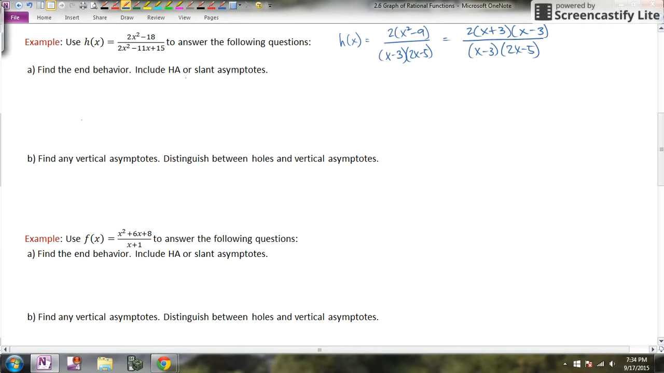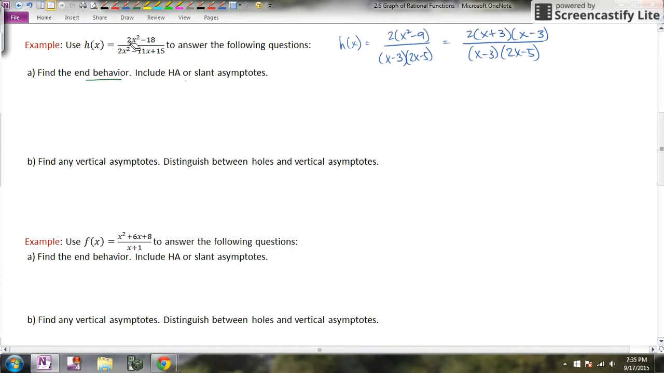All right. Now that I've done the factoring, I'm going to finally answer some of the questions. The first question is, find the end behavior and the horizontal asymptote. Well, remember what we do. We compare these exponents. They are the same in this case, so we look at the leading coefficients. So the HA, the horizontal asymptote, is y equals 2 over 2, or what most of us would call y equals 1. And that is our horizontal asymptote, also known as the end behavior asymptote.